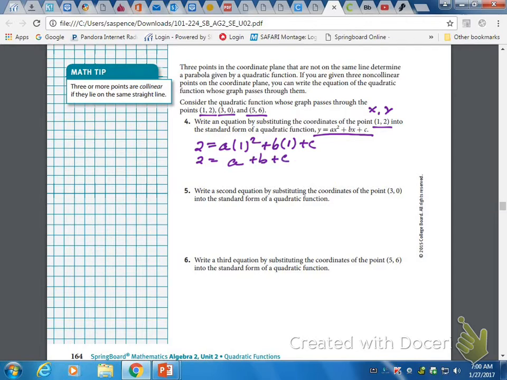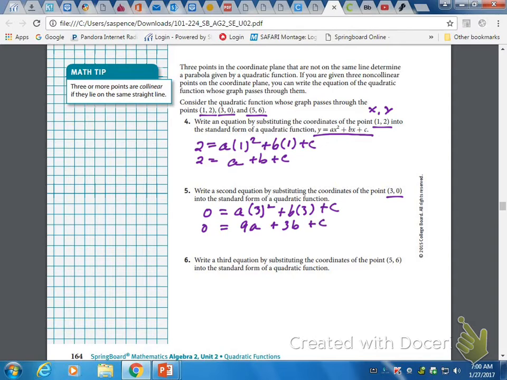We're going to continue to do that now with (3, 0). So subbing in again, we would get our y of 0 equal to the a times the x of 3 squared plus the b times the 3 plus the c. Cleaning that up, 3 squared is 9, so that would be 9a. b times 3, that would be 3b, and plus our c.